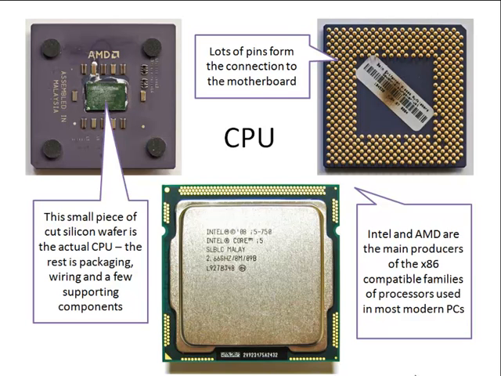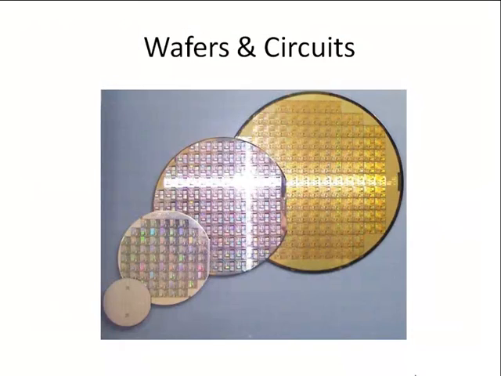Lots and lots of pins to connect to the motherboard. Intel and AMD are the main producers of the x86 compatible families of processors, and these are used in most modern PCs. So most Windows PCs will be using an x86 processor, as well as modern Macs. So that's chips like the Pentium, for example, the Pentium range.